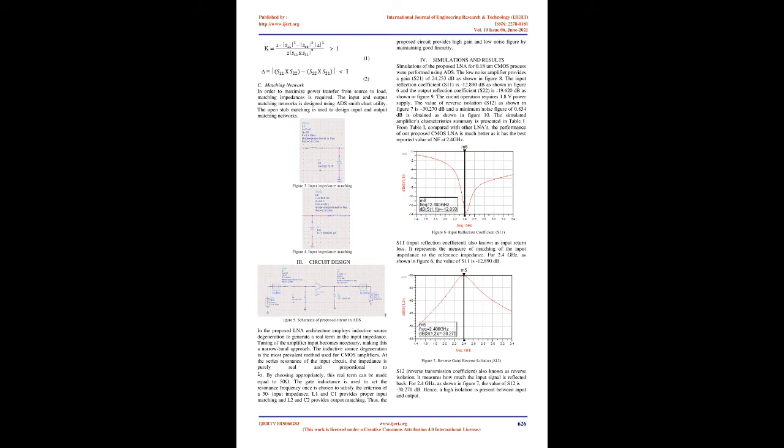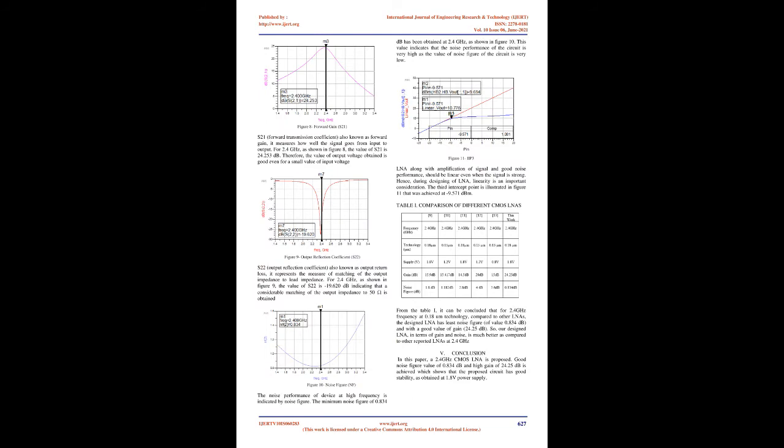At the series resonance of the input circuit, the impedance is purely real and proportional to. By choosing appropriately, this real term can be made equal to 50. The gate inductance is used to set the resonance frequency once is chosen to satisfy the criterion of a 50 ohm input impedance. L1 and C1 provide proper input matching, and L2 and C2 provide output matching.